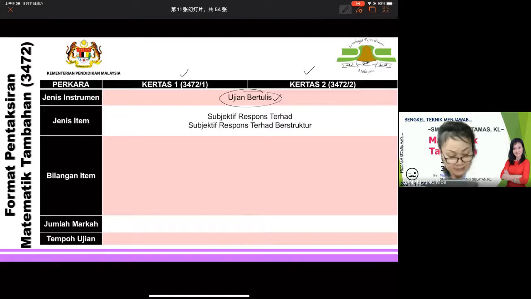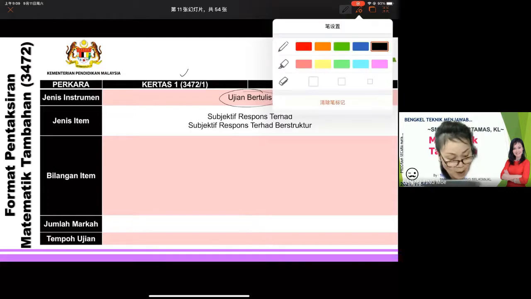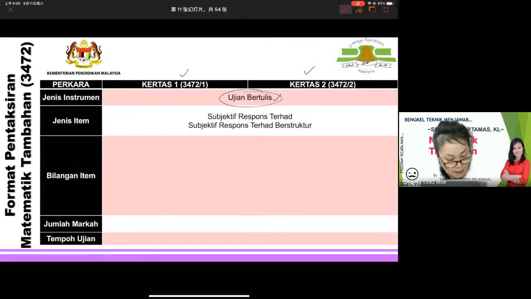And the item here, we have two types of item. One is subjective response terhad. I will call it terhad for easier reference. And the other one is subjective response terhad berstruktur. I'll use the last word to represent each. Okay, what is the difference between these two?